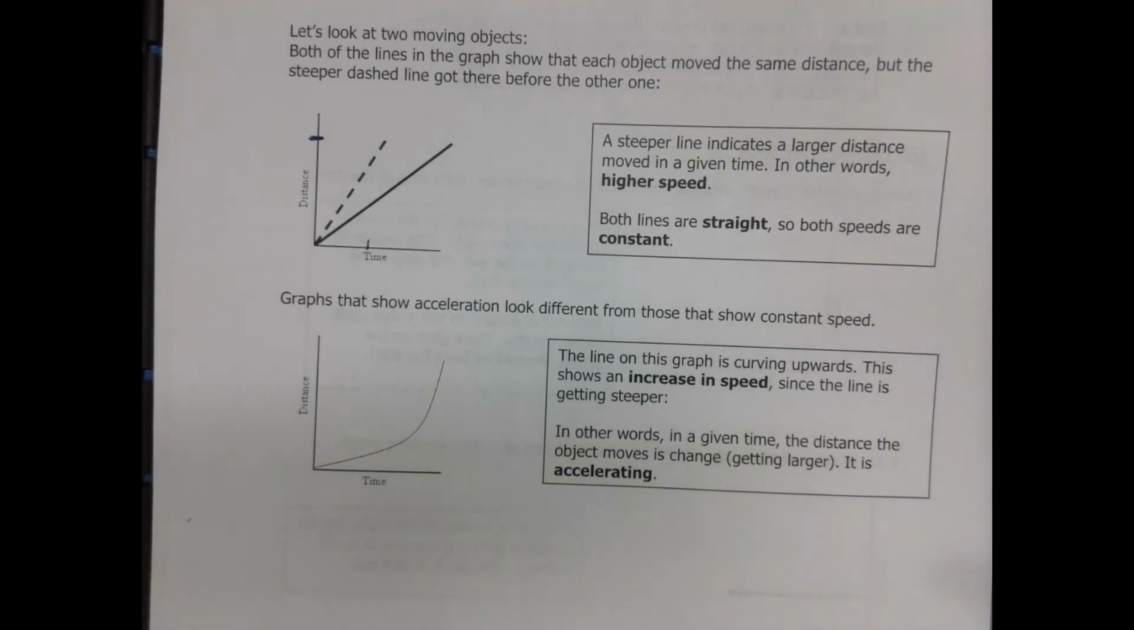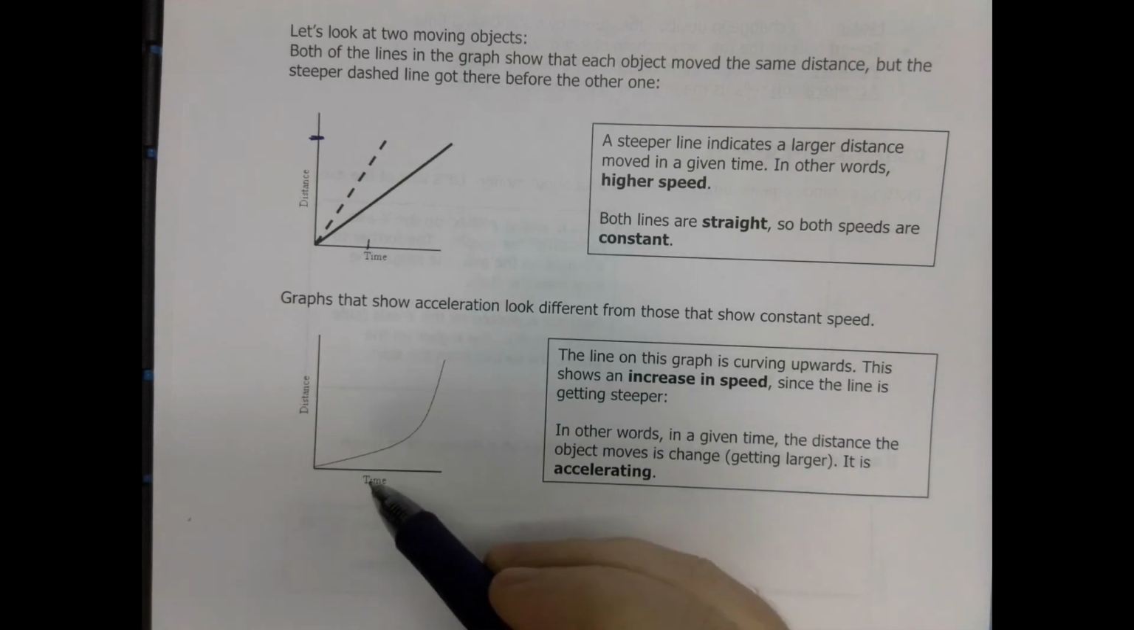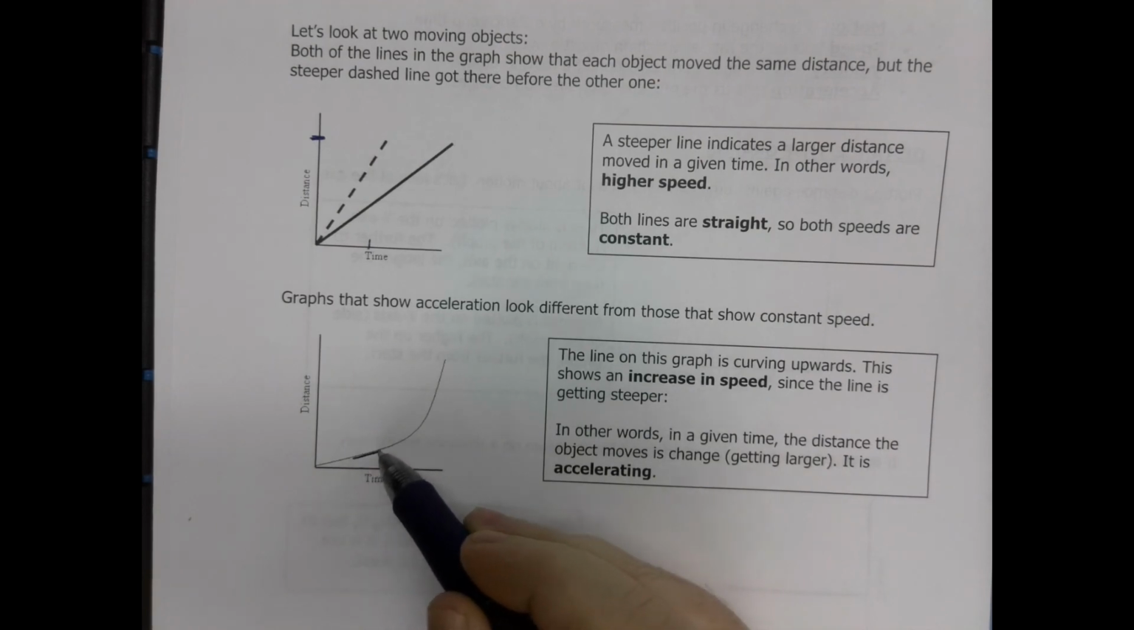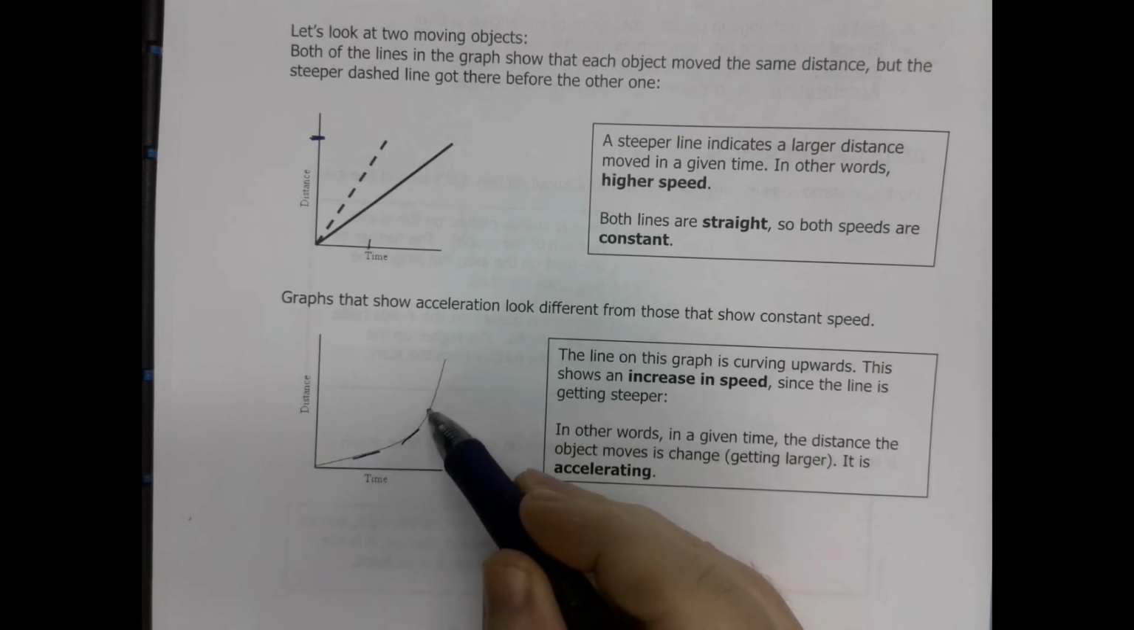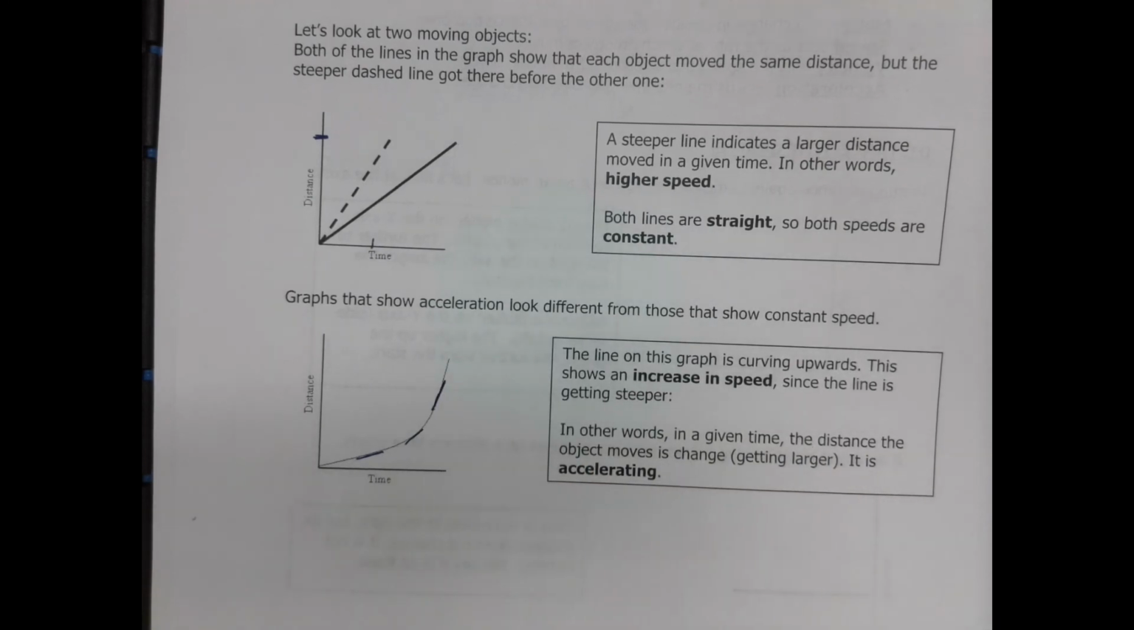Graphs that show acceleration look different than those that show constant speed. The line on this graph is curving upward. This shows an increase in speed since the line is getting steeper. In other words, at a given time, the distance the object moves is getting larger, and it is thus accelerating. So if you're getting faster and faster, the line is getting steeper and steeper. And the steeper it is, the faster you're moving. Does that make sense?